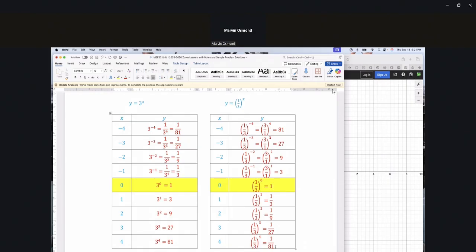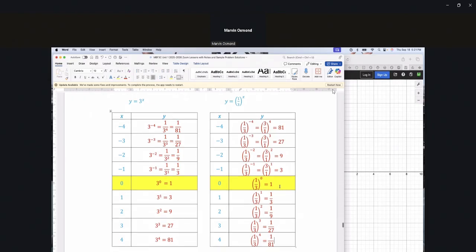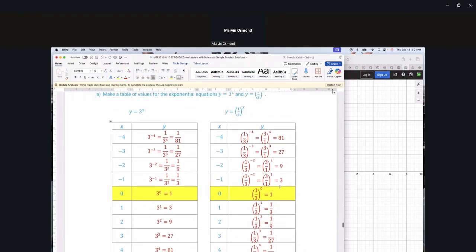So 1 times itself, it doesn't matter how many times you multiply 1 by itself, you'll always get 1. Same thing with 0. 0 times itself, actually 0 times anything will give you 0. Okay, so there's a table of values for each of the exponential equations, y equals 3 to the power of x and y equals (1/3) to the power of x.